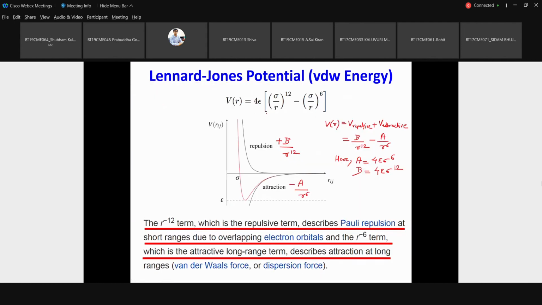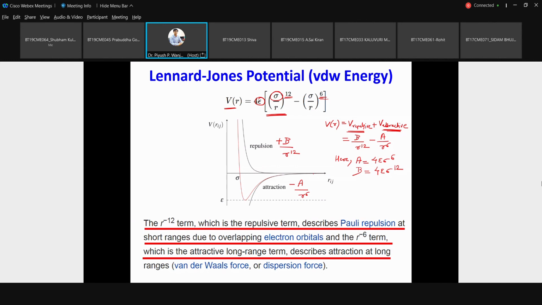So if you want to understand this, what are these 12 and 6 terms? I said if you know the sigma and epsilon of any particle, you can estimate their van der Waals interaction. And if you closely look at this van der Waals interaction, there are two terms. One is the repulsive term and the other is the attractive term. The attractive term, if you mathematically represent it separately, can be represented as minus 1 by r power 6.